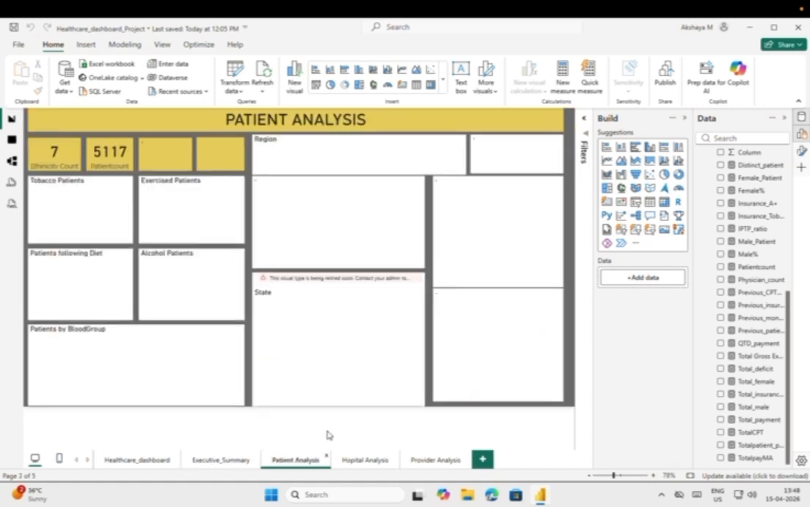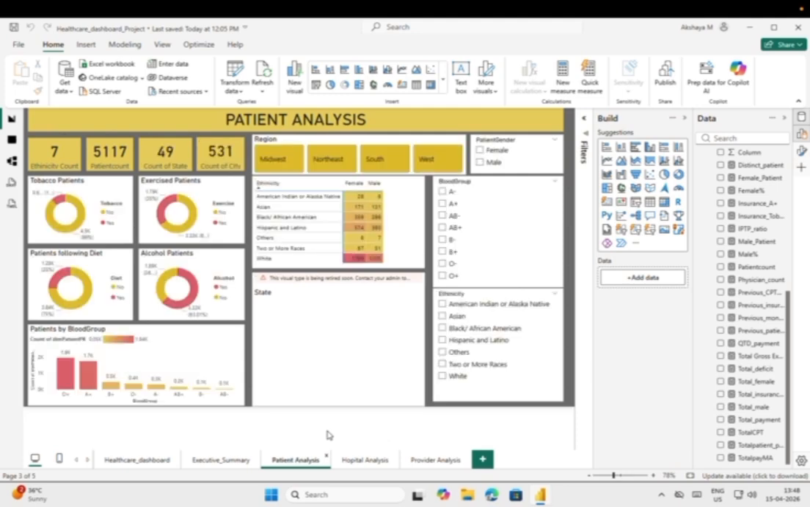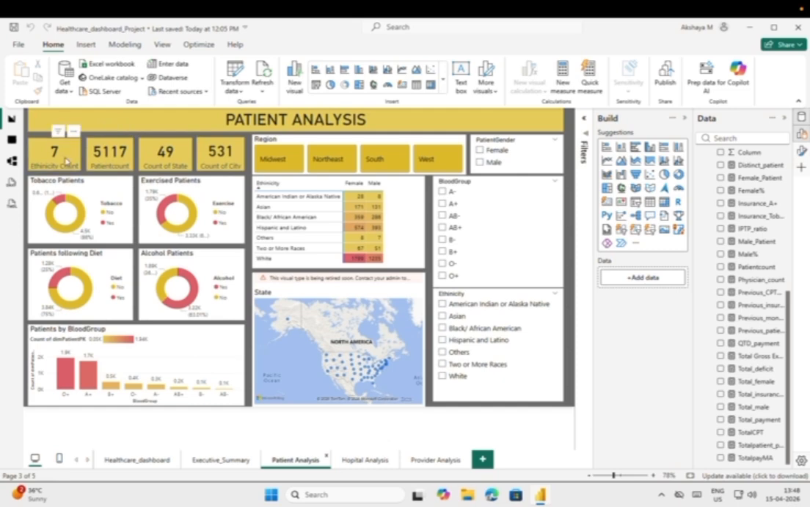Then let's dive deeper into patient analysis. Patient analysis tells us the ethnicity count, patient count, number of states from where the patients came, and the count of cities.